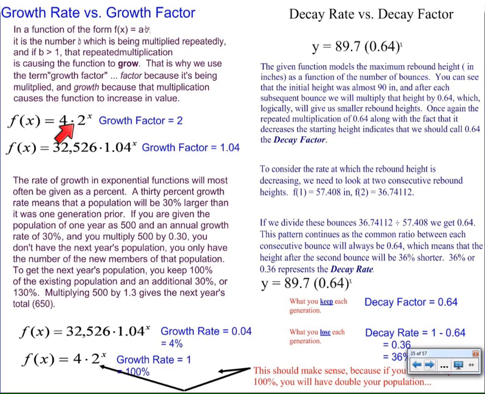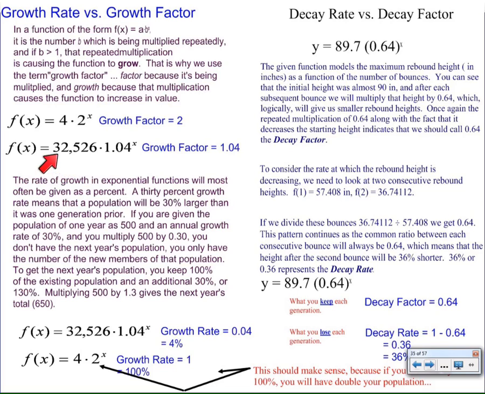We double. Well, that means that the growth rate is actually 100%, because each generation we keep 100% of the original 4, plus an additional 100%, and that gives us a total of 200% growth. So the growth factor is 2, the growth rate is 1, aka 100%.